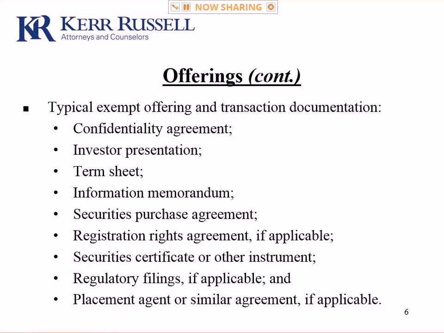And in addition, there will typically be various representations and warranties in there that are made, on the one hand, by the issuer, so representations and warranties regarding the truthfulness and accuracy of the information disclosed in the information memorandum. And on the other hand, there will typically be representations and warranties regarding the purchaser, that the purchaser has received and reviewed all of the informational and disclosure documents, is satisfied with its receipt of that information, has no unanswered questions, and additional representations and warranties along those lines.